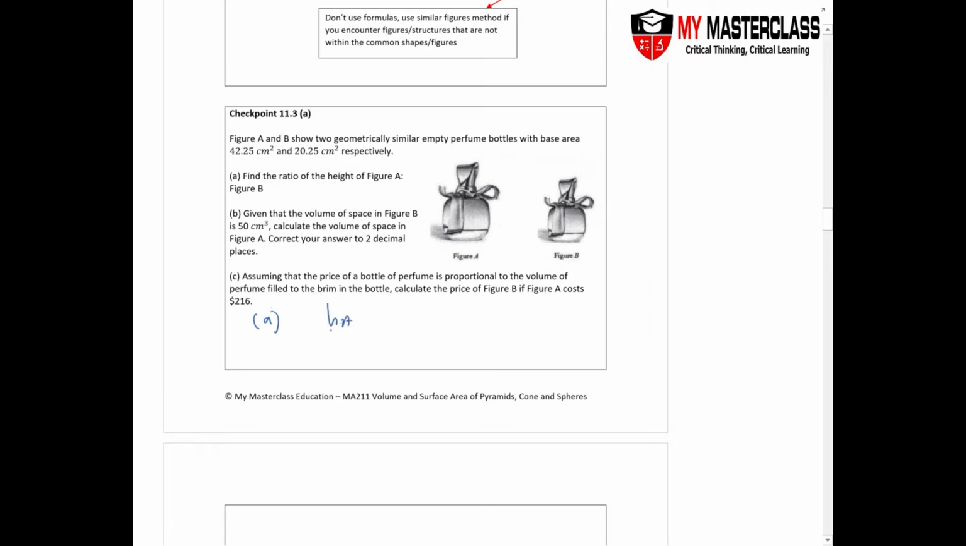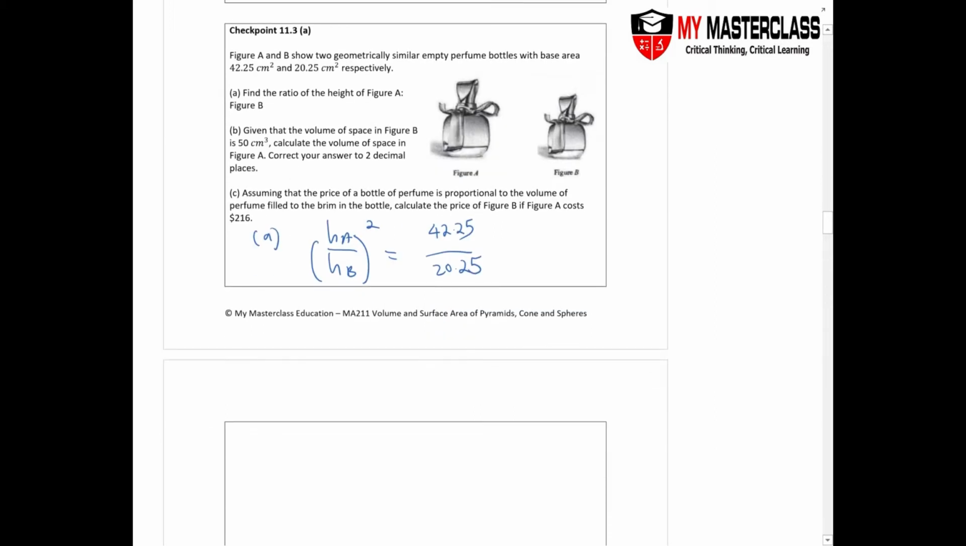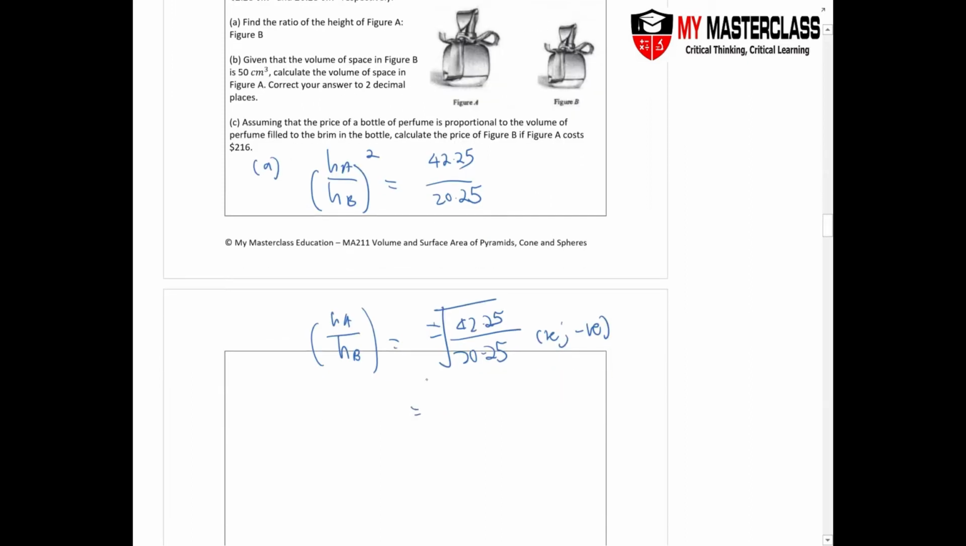So height of A over height of B, when I square them, this will give you 42.25 over 20.25. So in order for me to find HA over HB, I will do a square root over 20.25. I'll reject the negative for sure. Once you're done, you will have 13 over 9, so HA to HB equals 13:9. Now please remember, ratio is not fraction, so give your answers in ratio, not in fraction.